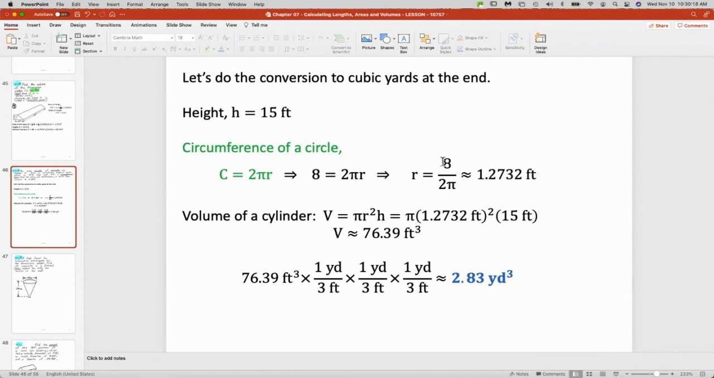Like, see this number here? 8 divided by 2 pi. Pi is roughly 3, let's say. So that's about 1 1/3. I'm off, obviously. I'm off because it's not 1 1/3. It's 1.27. But I can do 1 1/3. I can square that. That's about 1.69. I can multiply by 3. That's about 5. 1.69 times 3 is roughly 5. 5 times 15 is 75. I would have guessed without touching a calculator, I would have estimated the volume at 75.